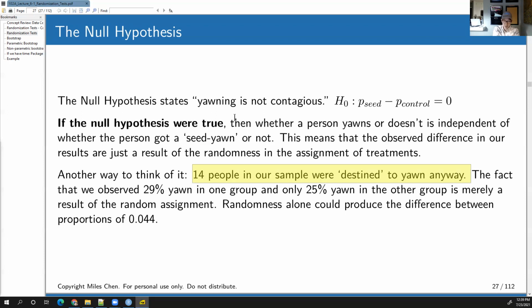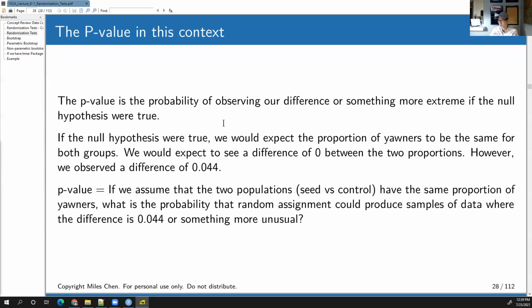And the fact that one group had 29% and the other group had 25% is just a result of random assignment, right? When we randomly said some people go into this group and some people go into that group, it just so happened that it got split in such a way that one group ended up with 29% yawners and the other group ended up with 25% people who yawned, okay? And so that difference of 4.4 percentage points can be explained with just random assignment. That's the case if the null hypothesis were true, if the null hypothesis were true. And we want to kind of test that out, right?